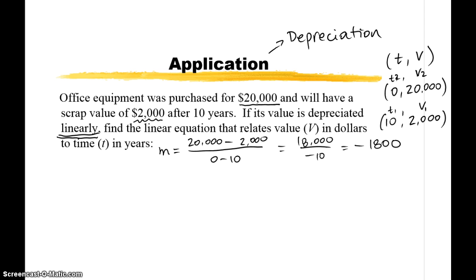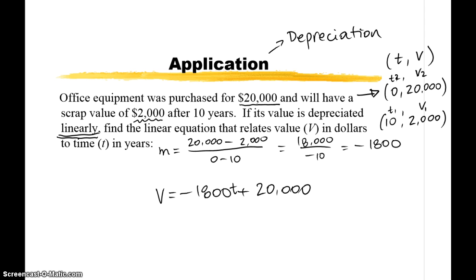The next thing we need is a y-intercept, but we know the y-intercept. That's (0, 20,000). The y-intercept is the value that you obtain when the input, the x, is 0. Well, we don't have x's and y's, we have t's and v's here. So when t is 0, v is 20,000. That means that our model is v equals negative 1,800t plus 20,000. So based on this, plug in any value of t, and we will obtain what the office equipment is worth at that time period.